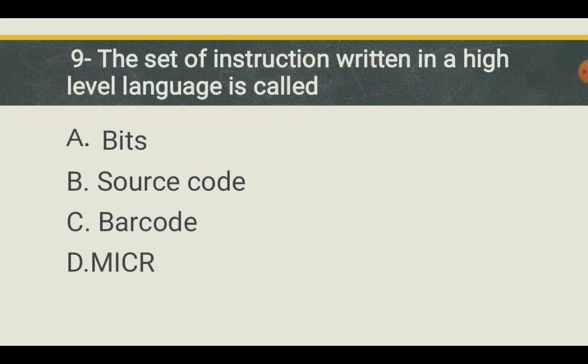Question 9. Next. The set of instruction written in a high-level language is called A. Bits. B. Source code. C. Barcode. D. MICR. Please note your answer on the paper. 5, 4, 3, 2, 1. I hope you have noted your answer.